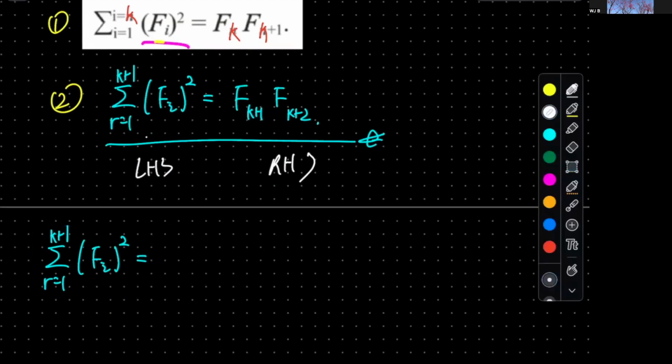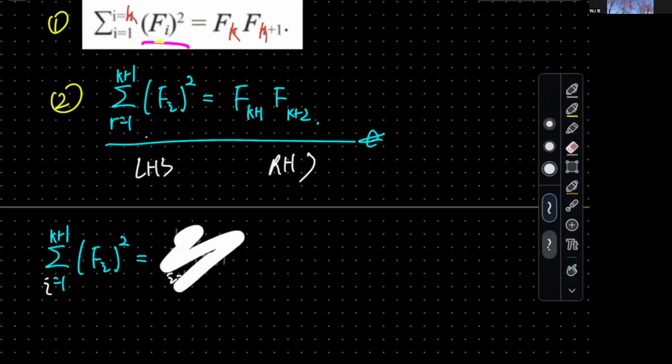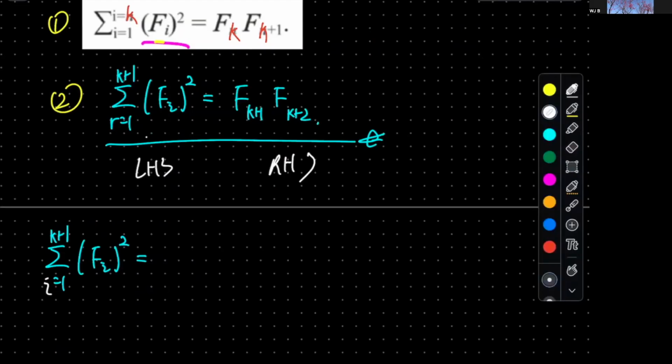It's a series form. So this means I'm adding from the first term to the k plus 1th term. Sorry, the index was i in the question. So I'm going to change to i, 1 to k, fi square. Well, actually, let me just write it as a series. So it's going to be f1 square plus f2 square, all the way up to fk square plus fk plus 1 square.